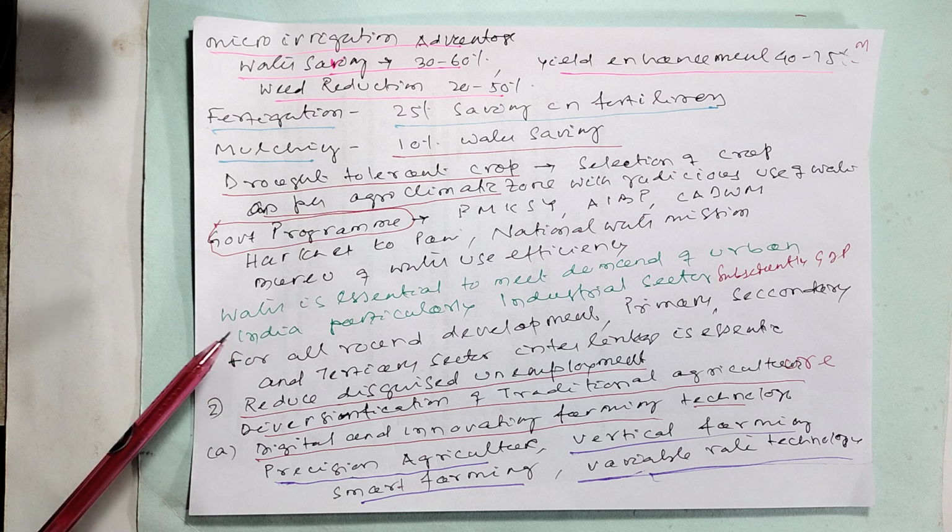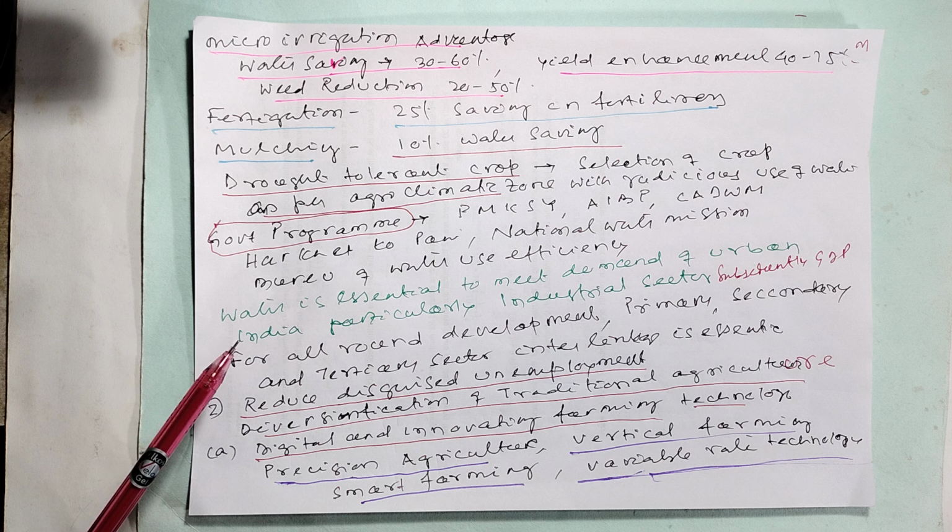Water is essential to meet the demand of urban India, particularly the industrial sector. You cannot ignore it. For developing the primary, secondary and tertiary sectors, that is the linkage. The next thing is how to use digital and innovative farming technology. There is precision, vertical, smart and variable rate technology.